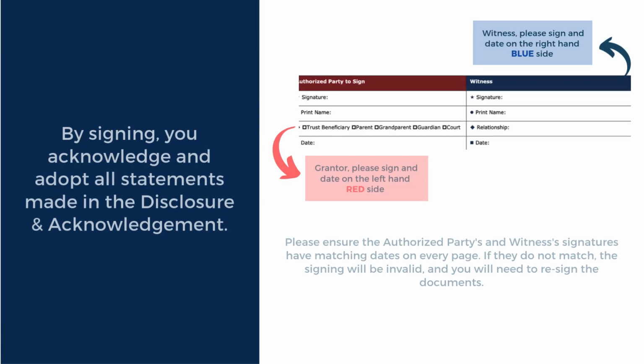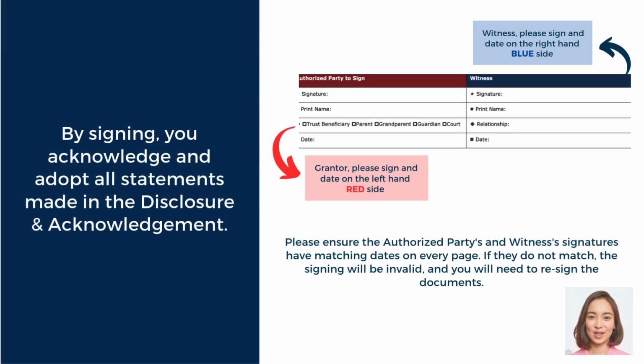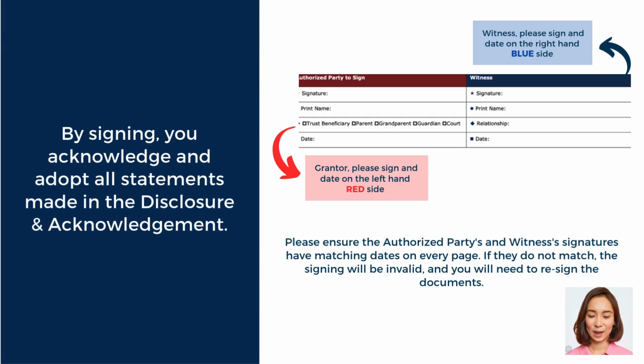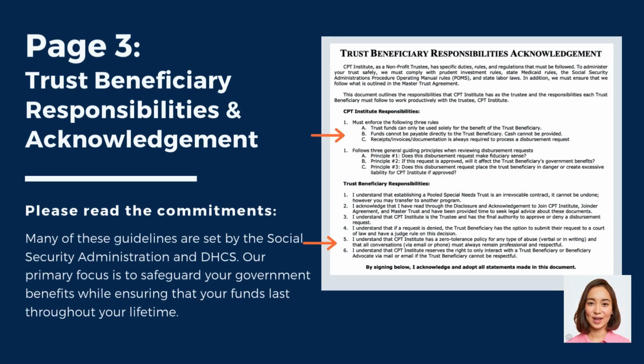If you acknowledge and adopt all statements made in the disclosure and acknowledgement, please proceed with signing at the bottom of the page. The grantor must sign and date in the red area, while the witness should sign and date in the blue area. Page 3. Trust Beneficiary Responsibilities and Acknowledgement. Please review the responsibility designation between CPT Institute and the trust beneficiary.